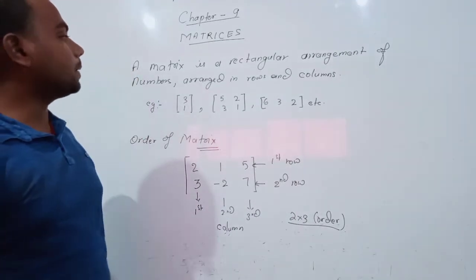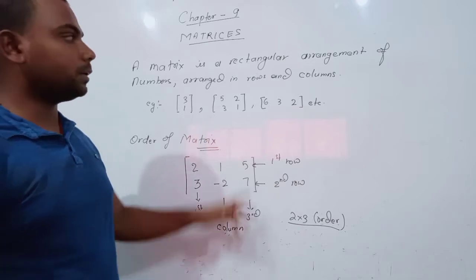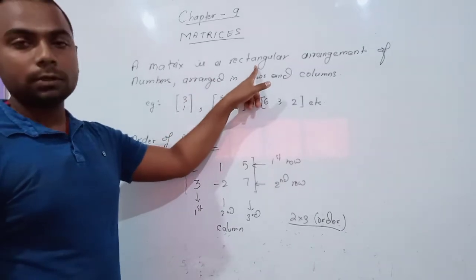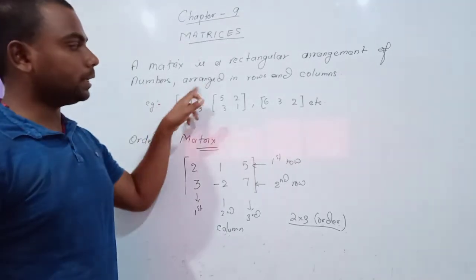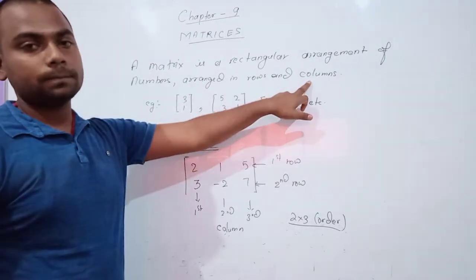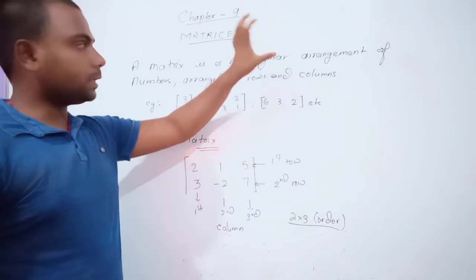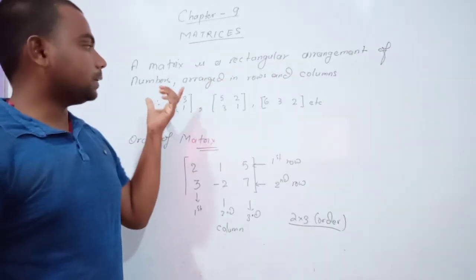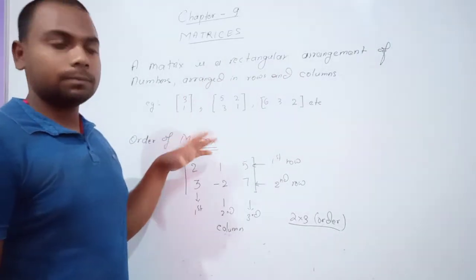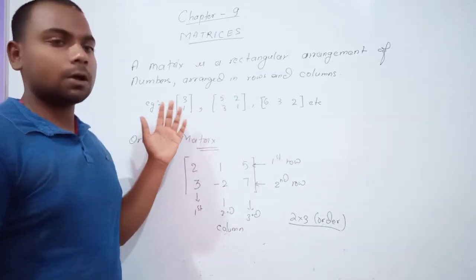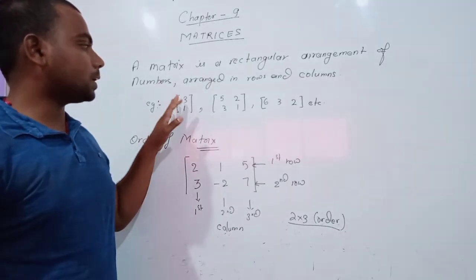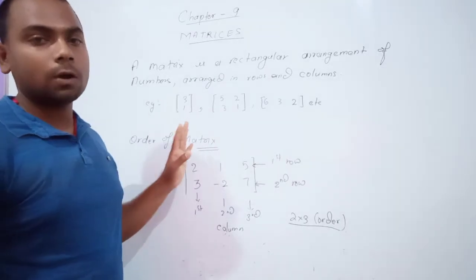The definition is: a matrix is a rectangular arrangement of numbers arranged in rows and columns. Basically, a matrix is an arrangement of numerical values. Previously, we have seen different things with numerical values. Now we will see how numbers are arranged in rows and columns.